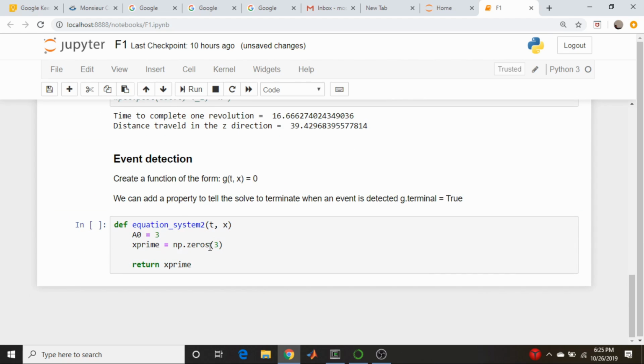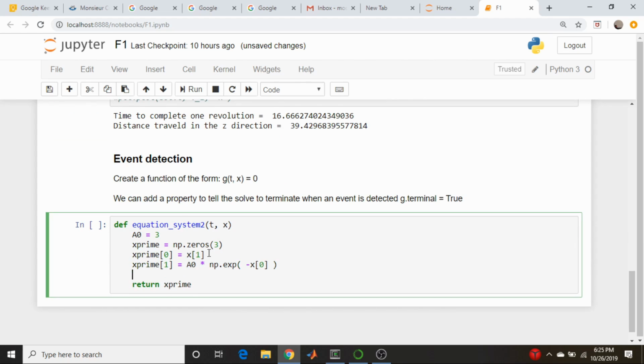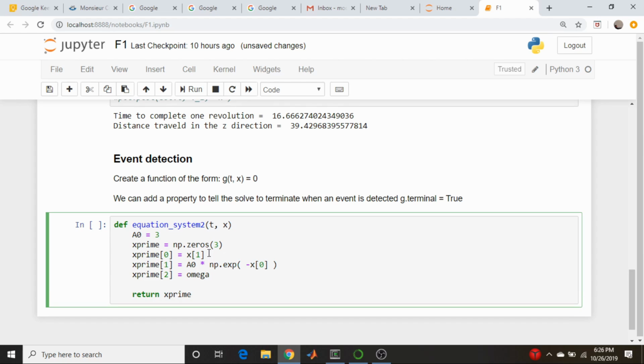Copy, paste, and now x prime 3, our third dimension, is going to be the angular position. So x prime 2, I'm sorry, the third component, and of course Python indexes from 0. So x prime 2. The derivative of the position is the angular velocity, and that's just our omega value, so omega. And that in principle should do it.